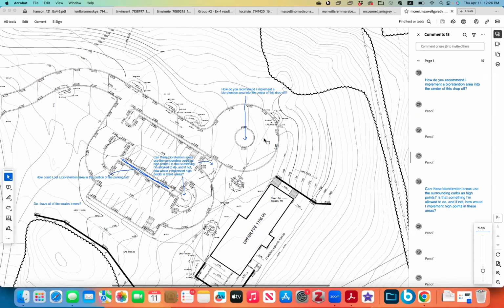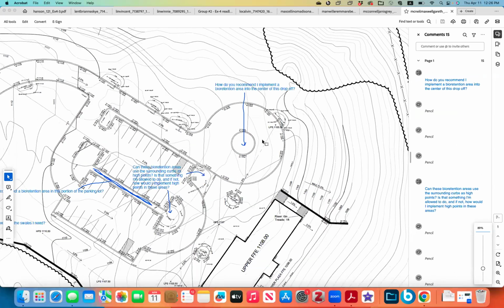How do you recommend I re-implement a retention area in the center of this drop off? Yeah, I think that would be a good idea. You would have curb cuts over here, right? And calculate the curb cuts and use that curb cut to determine the RDI elevation. And then based on RDI, determine the LP. Based on LP, determine the contour number. Based on contour number, look at if you need a high point. Okay. So that is this one.